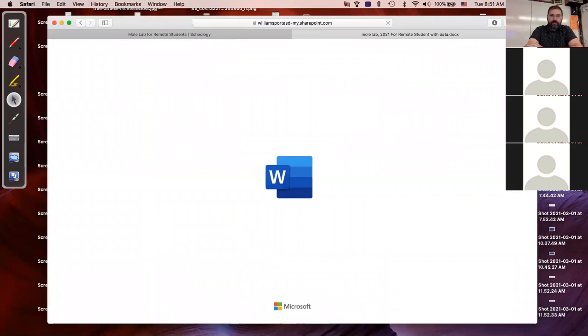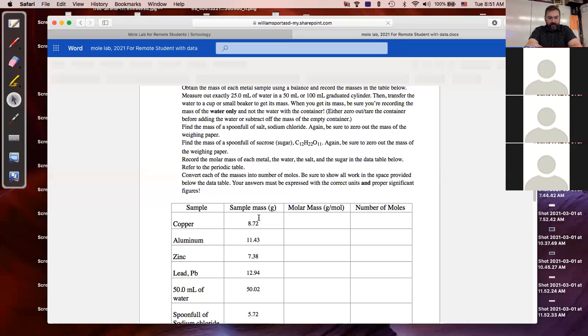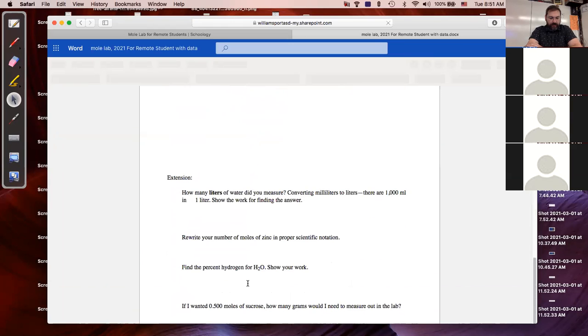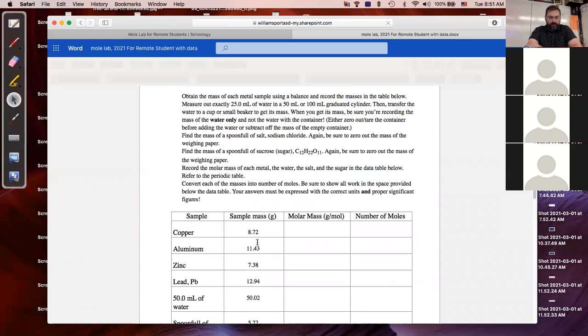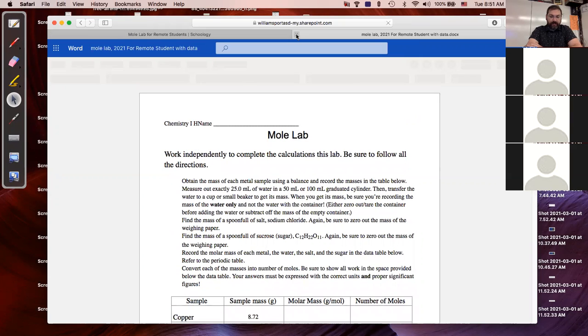So you could complete the mole lab because you have to actually find the masses of those things. These are some samples of masses for objects. You could do the calculations for conversion from masses and volumes into moles using that sample data.